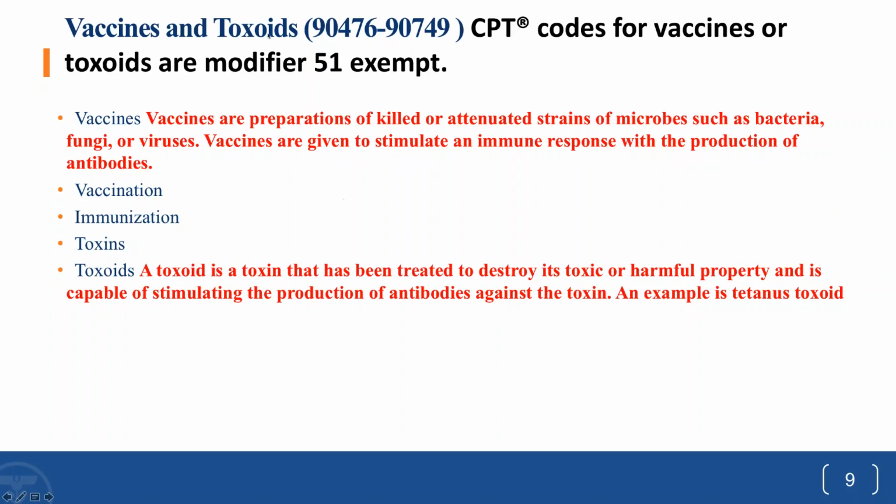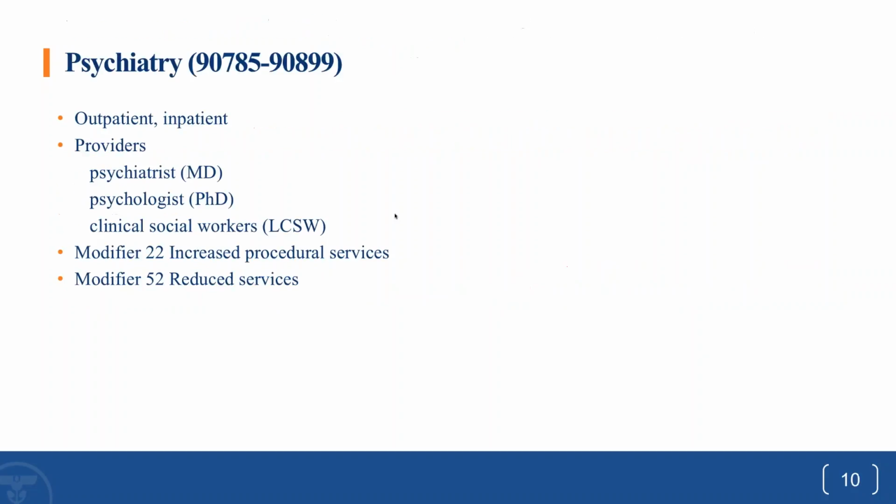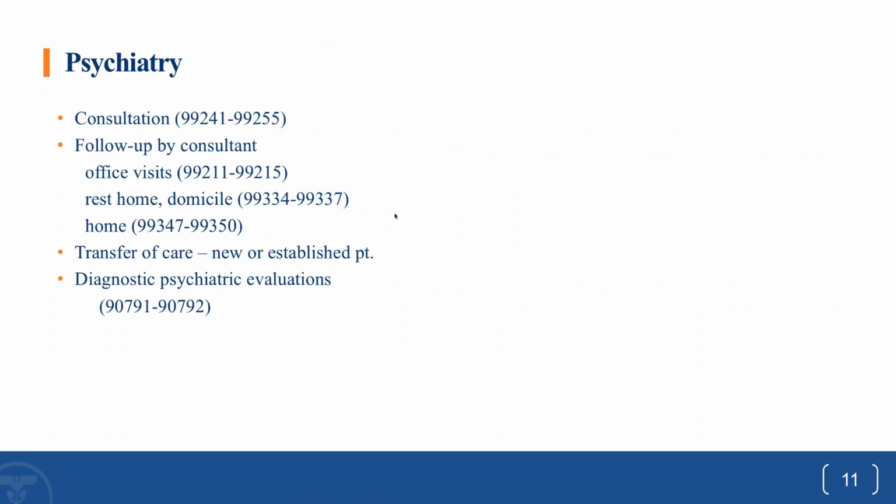Okay. And here is just a definition of vaccinations, and also your toxoids, which helps you produce your antibodies against whatever the toxin is. Okay. Psychiatry, no, we don't need those.